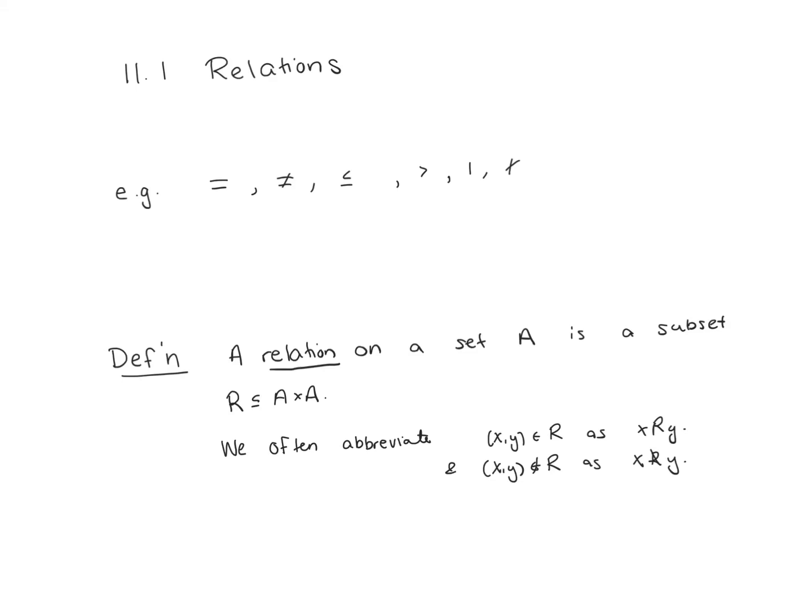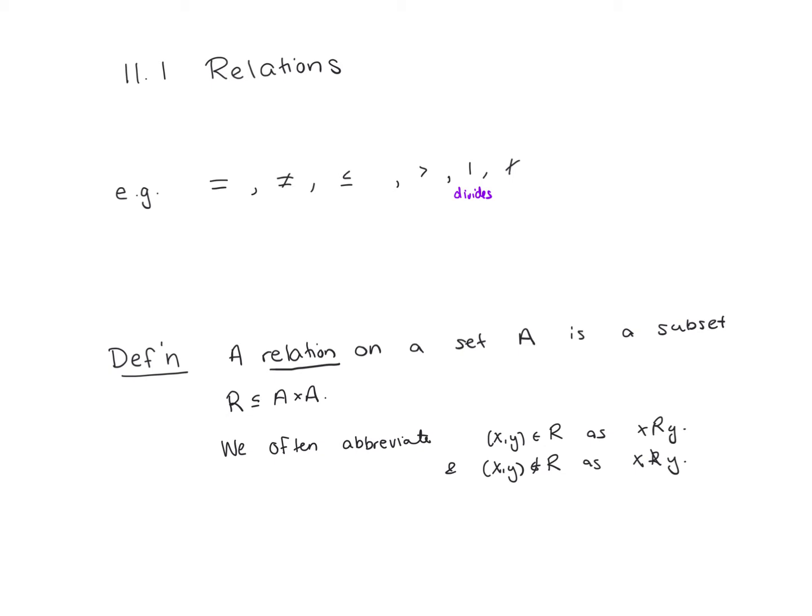In Chapter 11, we're going to talk about relations. So let's jump right into that in section 11.1. Relations are going to be a general category for things like equals, not equals, less than or equal to, greater than, divides and does not divide. But we're actually going to see a definition that doesn't look quite like that at first, and then we'll see why this is the right definition we want.